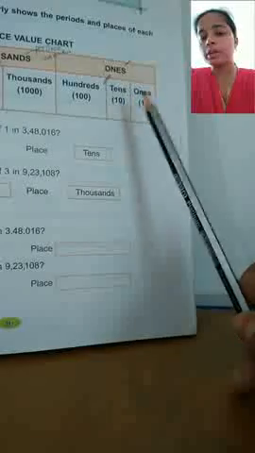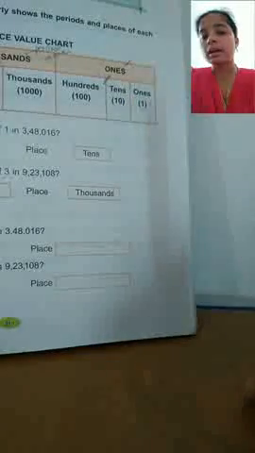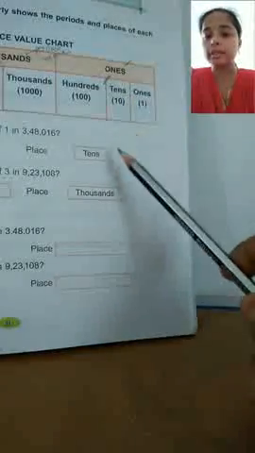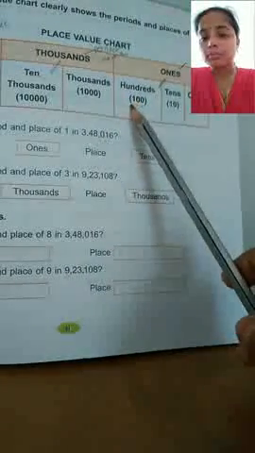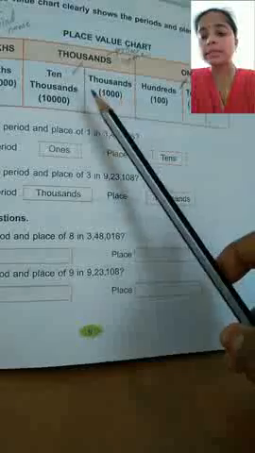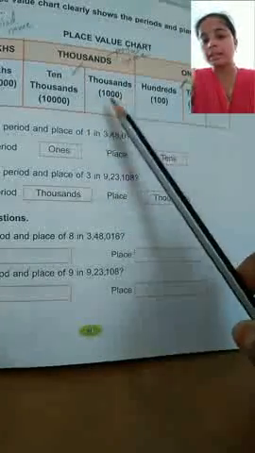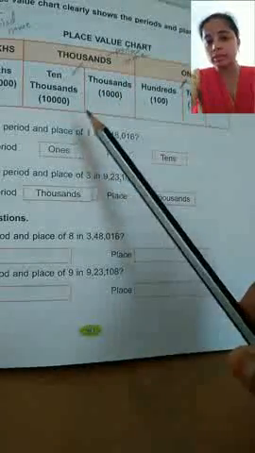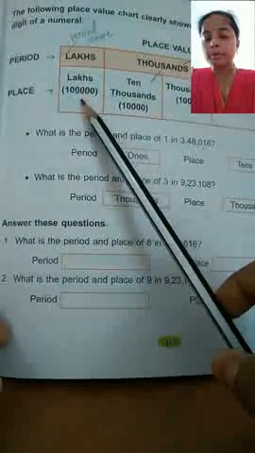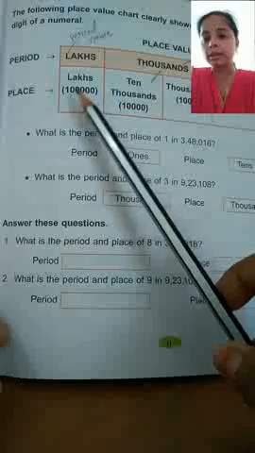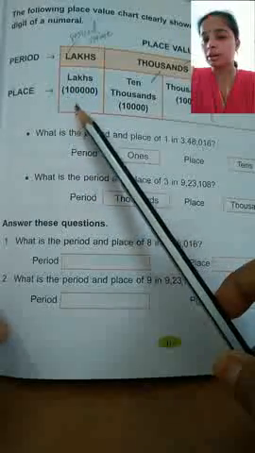In the ones period, which places are there? In the ones period, there are ones, tens, and 100. In the 1000 period, which places are there? In the 1000 period, there are 1000 and 10,000. And in the lakh period, which place is there? Only lakh is there, because you have to learn up to lakh only.